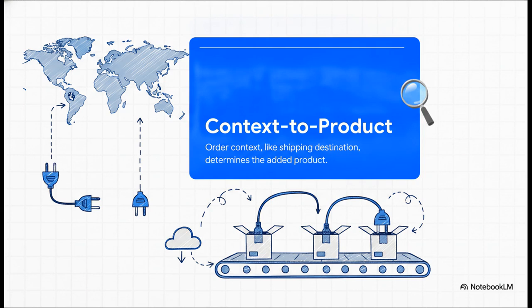Now, context to product is incredibly dynamic. It doesn't just look at the product itself, it relies on the surrounding environment, the context. For example, it looks at the final shipping destination. If the system sees a UK address, boom, it instantly appends a UK-compatible power cord to the order. If it's a US address, it adds a US cord. It automatically adds those regional necessities without the customer even having to ask.